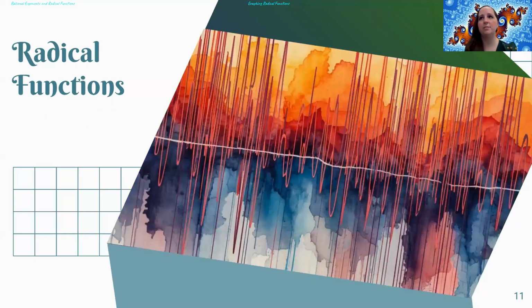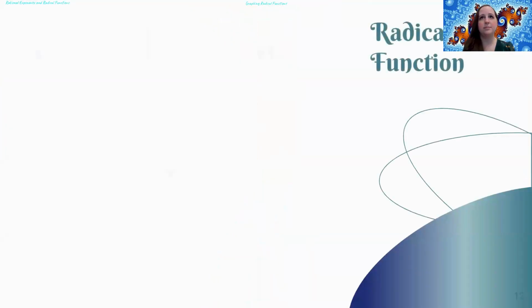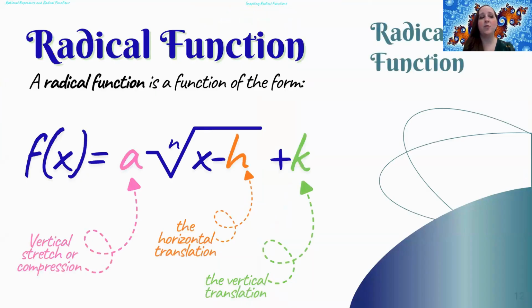Radical functions. A radical function is the function of the form f of x equals a, the nth root of x minus h, plus k, where a is going to be my vertical stretch or compression, h is my horizontal translation, so am I moving left or right, and then k is my vertical translation, am I moving up or down. Okay, this is very similar to all of the previous functions that we've had throughout these lessons. So when we're dealing with quadratic functions, things like that, they're all very similar in that a represents that vertical stretch or compression, h is that horizontal translation, and k is the vertical translation.